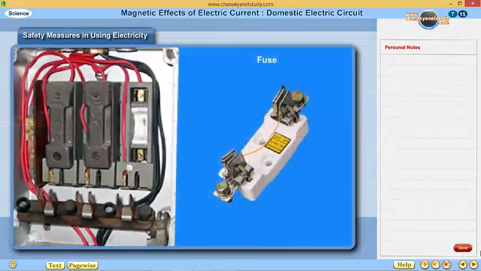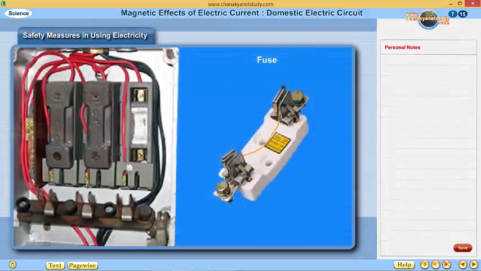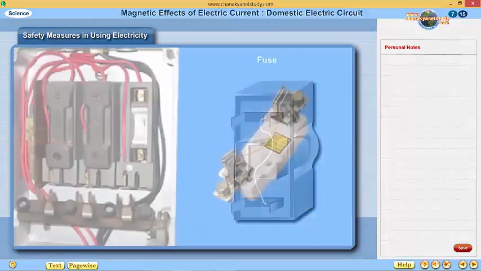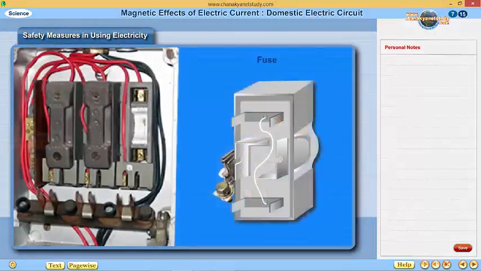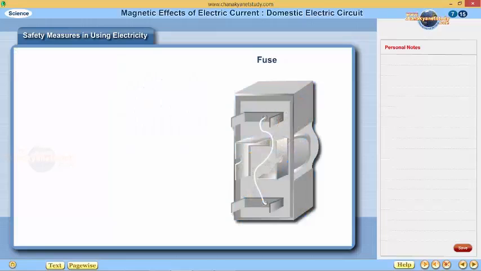Safety measures in using electricity. Electric fuse. An electric fuse is a safety device used to save the wiring and the electrical appliances from low or high voltage.